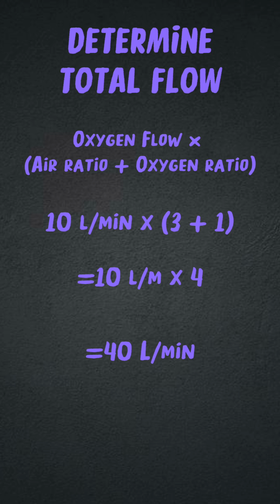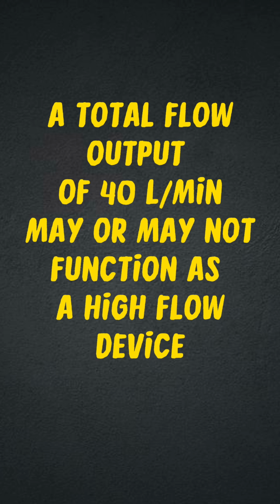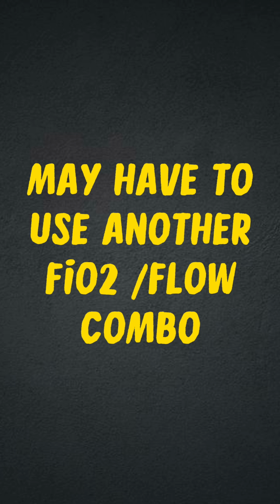Since inspiratory flow is normally 20 to 40 liters per minute, if your patient is in distress, it may or may not function as a high-flow device. So your assessment of your patient will determine if it does function as a high-flow device, and if not, you will need to find another FiO2 and input flow, or you may even need to switch to a different device altogether. Let's try another one.